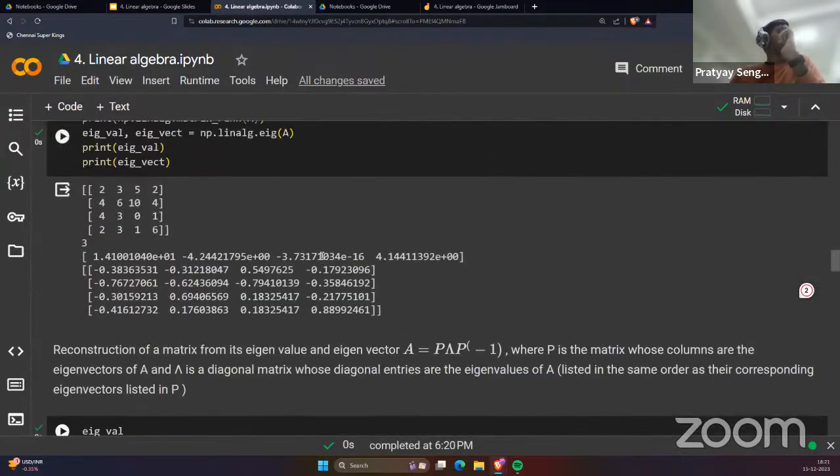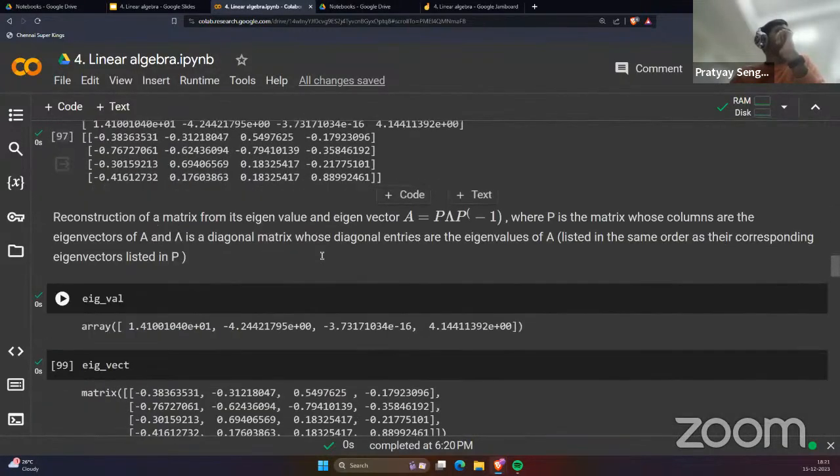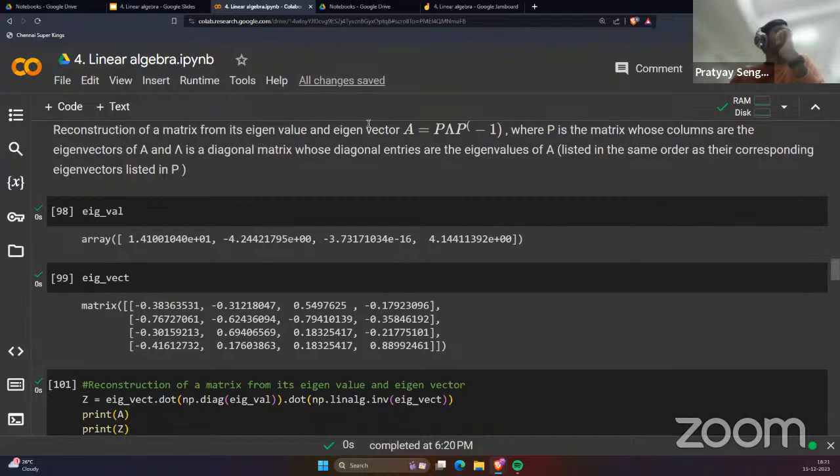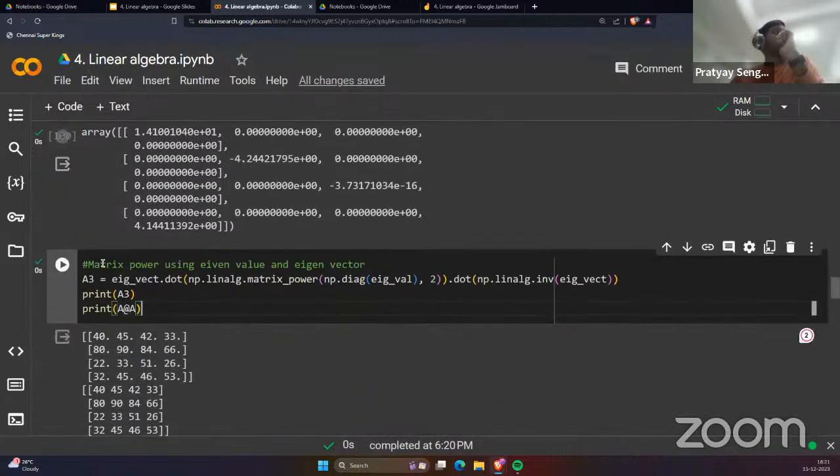So if you have any doubt with rank or eigenvalue, eigenvector, or construction of a matrix from eigenvectors, we can just try that again on notepad and check how we can do that. So please feel free to stop me if I'm going too fast, or if you have any other comments, you can type them in the chat.